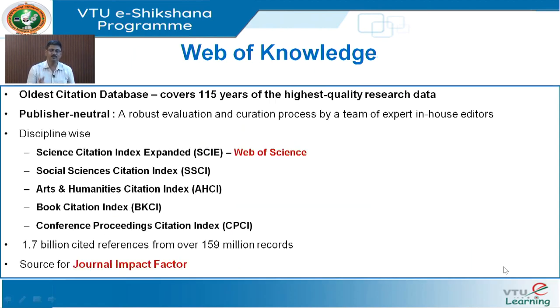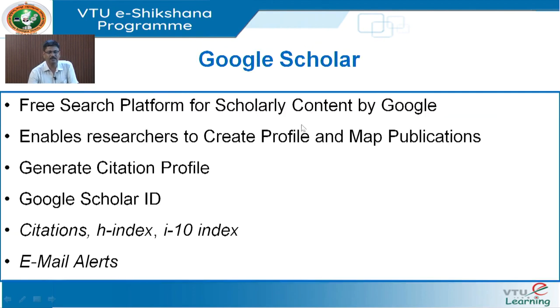Web of Knowledge, as I told you, covers 115 years of data, and they have subject-wise sub databases. For science, it is SCIE, Science Citation Index Expanded. We have social science, and arts and humanities, and the journal impact factor to judge the quality of a journal is computed based on these databases. Google Scholar is again a free search platform for scholarly content captured by Google. It enables researchers to create a profile and link or map their publications. Google automatically captures the citations and generates an H index and I10 index based on the number of people who use those articles.